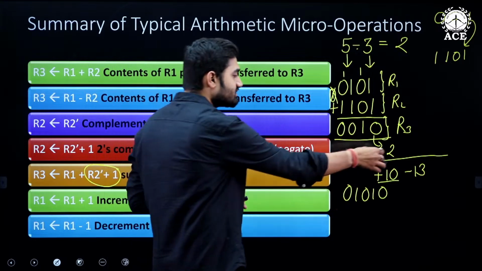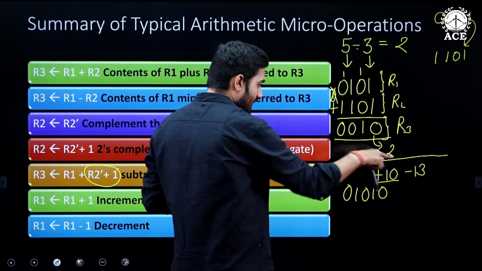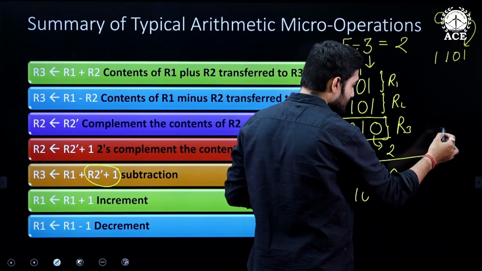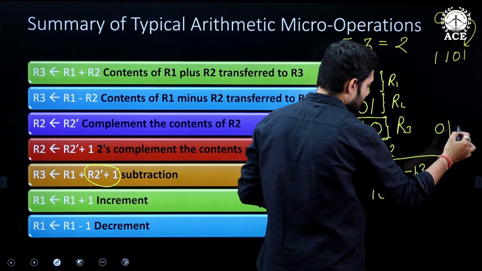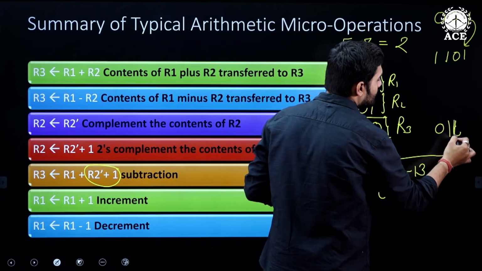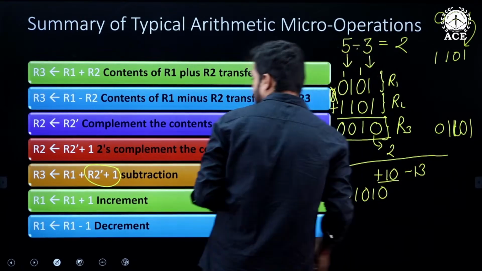Now, how to write minus 13? See, how to write minus 13? First, do you know how to write plus 13? Do you know how to write plus 13? So, 1 1 0 1. So, I think let me write it clearly.